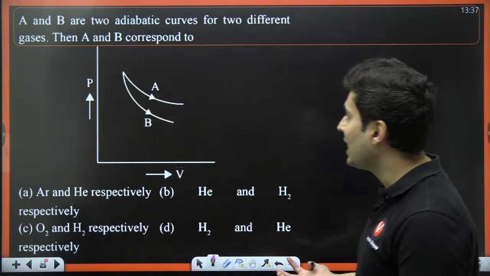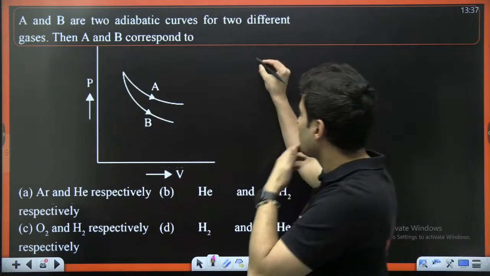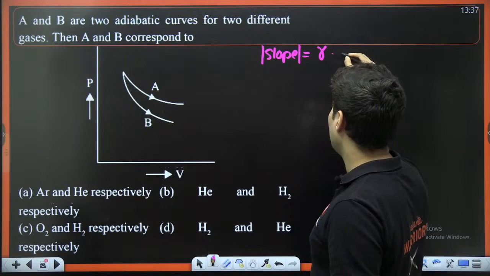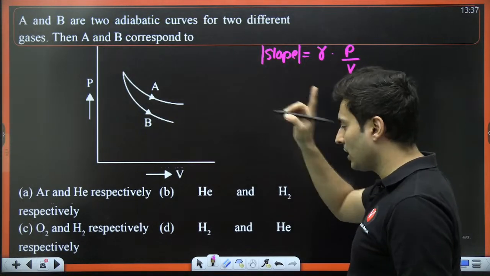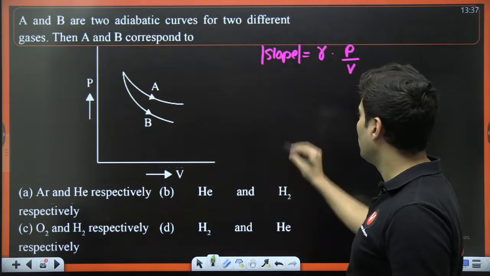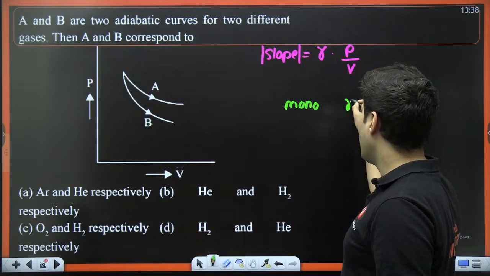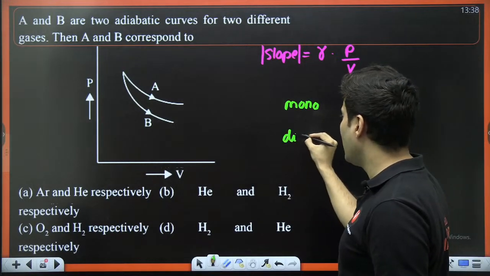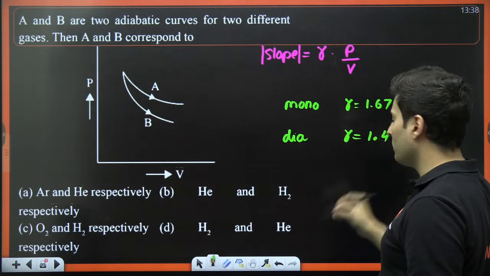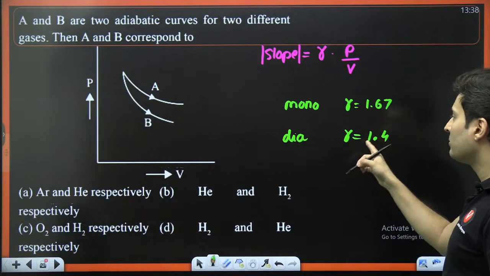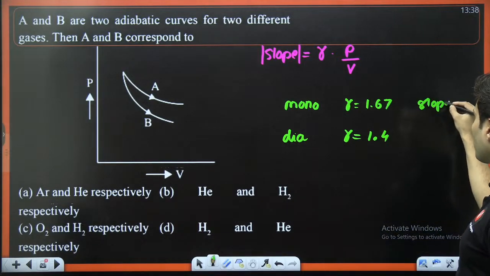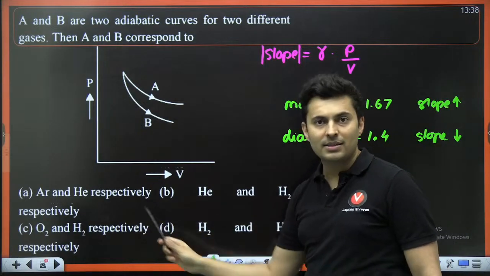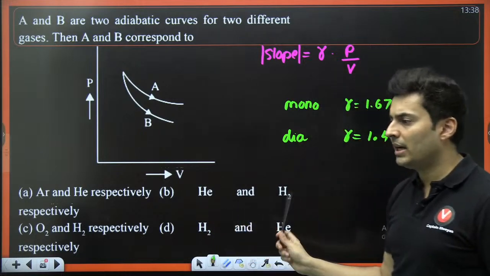Which one represents which gas? A and B are both adiabatic curves. So the slope will be, magnitude wise, gamma times P by V, so you just need to check gamma. For monoatomic gas, gamma is 5 by 3, which is 1.67. For diatomic gas, gamma is 7 by 5, which is 1.4. So where gamma is more, the slope is higher; where gamma is less, the slope is lower. That's what the difference is in all the options: both mono, both dia, one mono and one dia.